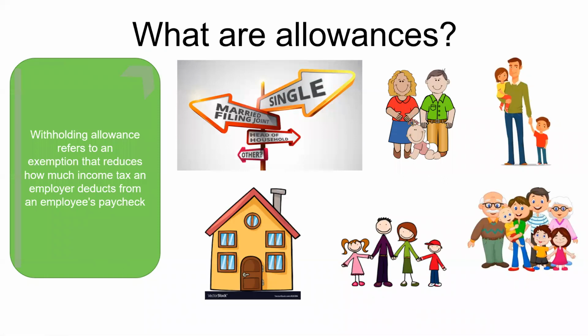So first, what are allowances? Everybody talks about allowances. On your screen you see a lot of different things that affect allowances on your tax return and also on the W-4 that you file with your employer. A withholding allowance refers to an exemption that reduces how much income tax an employer deducts from an employee's paycheck. If you're single, you have an allowance for yourself. If you're married with 1 child, you can have a couple more allowances. If you're a single parent with a couple of children, or you have lots of kids, or other people you're claiming, maybe your parents, or if you have a house that you're deducting, all of these things come into play when you're determining what allowances to claim on your W-4.